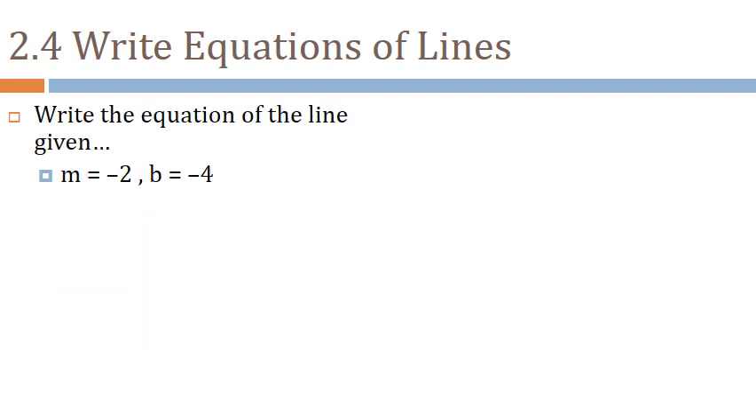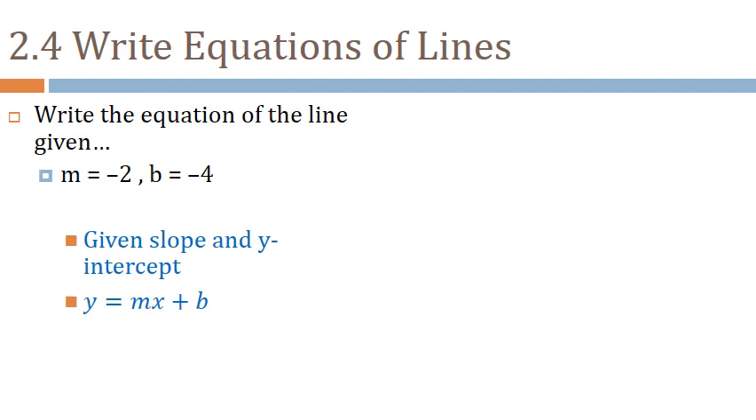Write the equation of the line given. So this one we're given the slope and the y-intercept. So since we're given those, just fill in y equals mx plus b. So we fill in y equals mx plus b, fill in the m, fill in the b, all done.